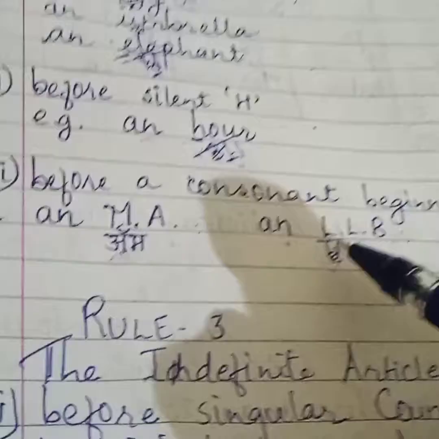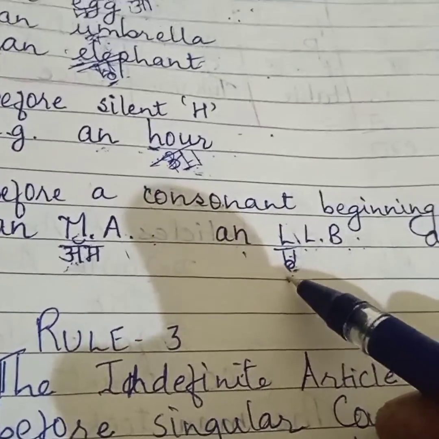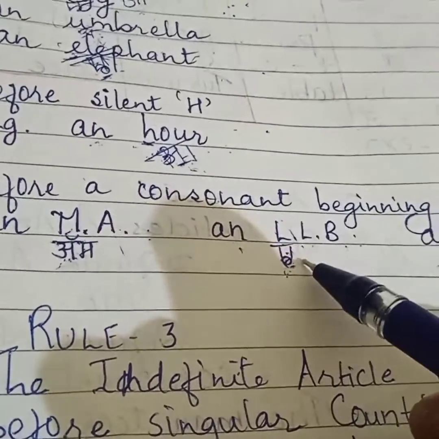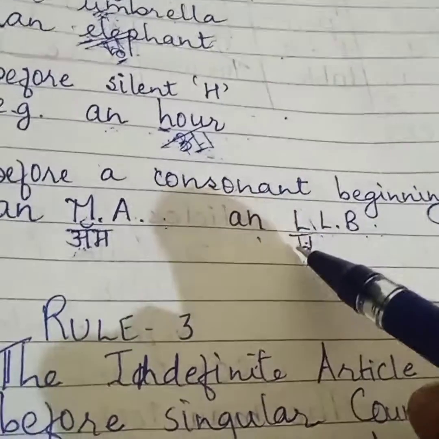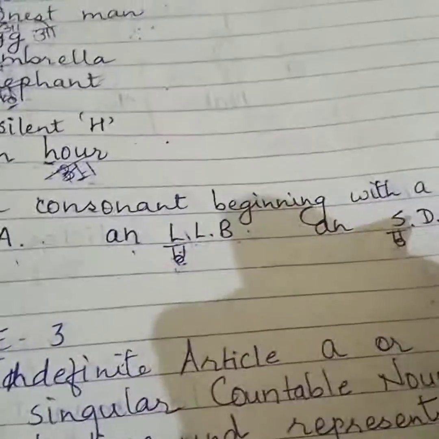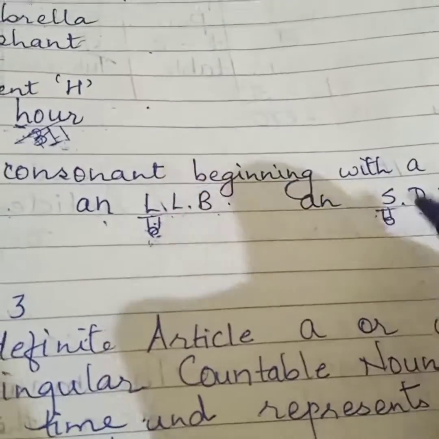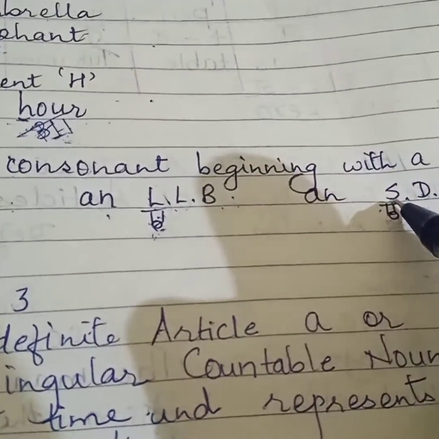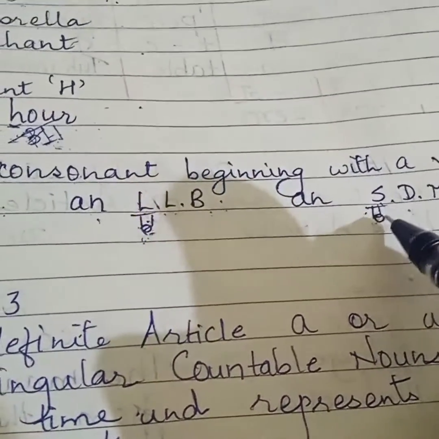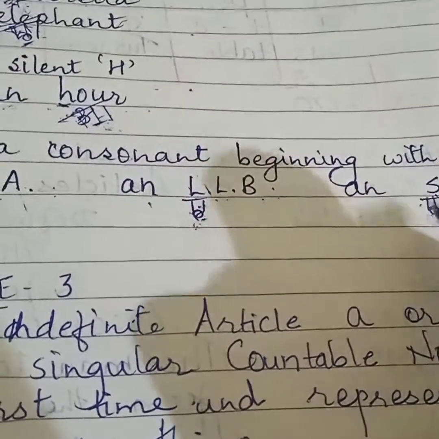Second example, an LLB, A sound. A is a vowel sound, so article "an" is to be used, not "a". We don't say "a L L B", but "an LLB". So A sound, an article. Then an SDM, again here also A sound, so article "an" is to be used. This is a consonant S, but we don't get the S sound here, but an A sound, and therefore an article "an" is to be used before it.